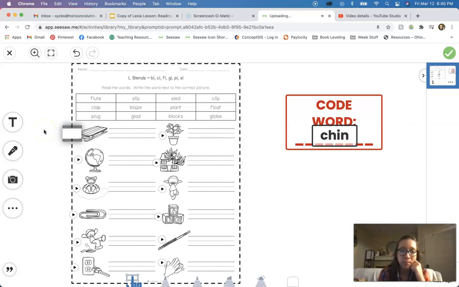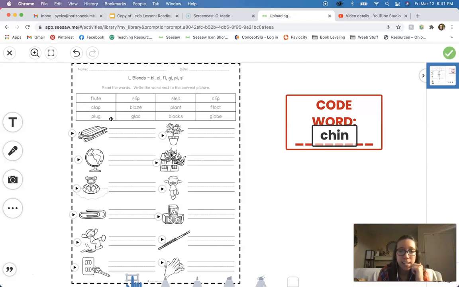Sled. I love to play on my sled in the snow. Sled. Okay, I know my first word is sled. So I'm going to look at my word bank up here. That's all of these words at the top. And I'm going to decide which of these words says sled, just like we were doing in our lesson. I know I hear the sound S at the beginning, so I'm looking for a word that starts with S. But I'm also hearing an L sound.